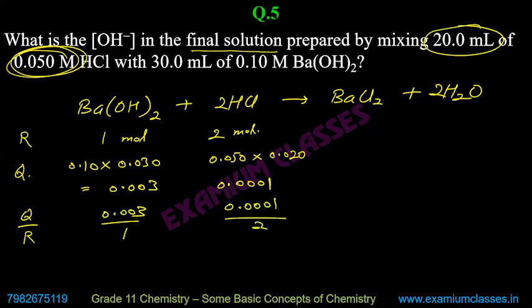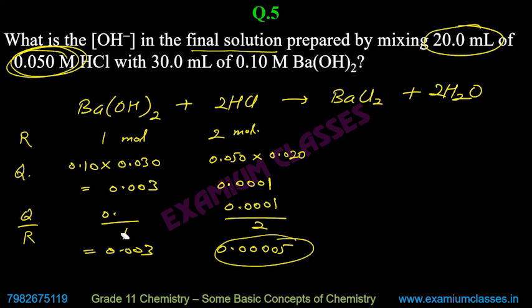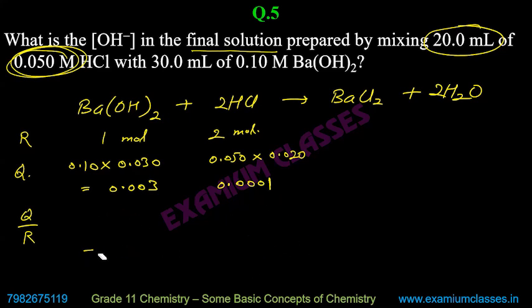It means HCl is limiting reagent. This one is 0.003, this one is 0.0005, which is much less than 0.003. It means HCl is limiting reagent. So if HCl is limiting reagent, HCl will drive the reaction. And it means some barium hydroxide will remain unreacted, and that will give you the hydroxyl ion concentration.